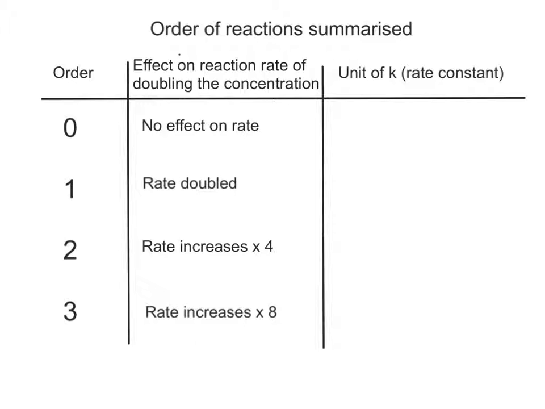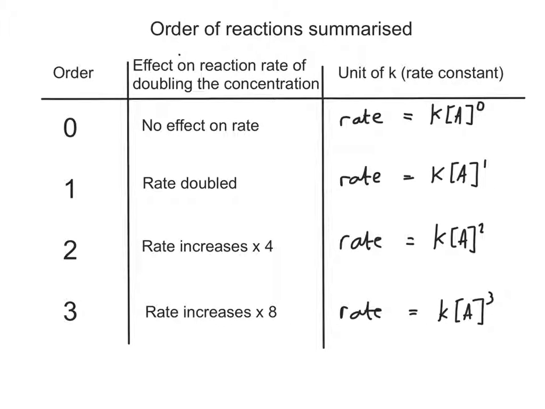So we also have zero order. What happens there is that there's no effect on the rate when the concentration of a reactant is altered. So what we want to look at is the effect on the unit of K, on the rate constant. So that's how you'd write out the rate equation with respect to a certain reactant. So for the moment we're assuming only one reactant in the rate equation. We'll look at what might happen if there are multiple reactants in the rate equation on the unit of K in a minute.